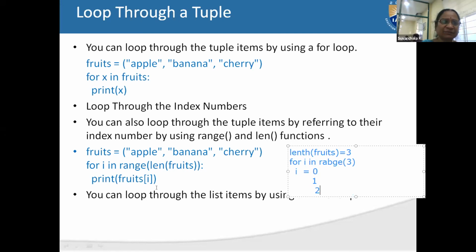Fine. That means what is our aim here? I would like to print the ith element. So fruits of 0, fruits of 1, fruits of 2. That means I'll get the same output as above: apple, banana, cherry. These only we will get as output. So two ways you can access elements. How to access? By using the element as it is from the tuple, or by using the index of the elements. So these two ways are there.